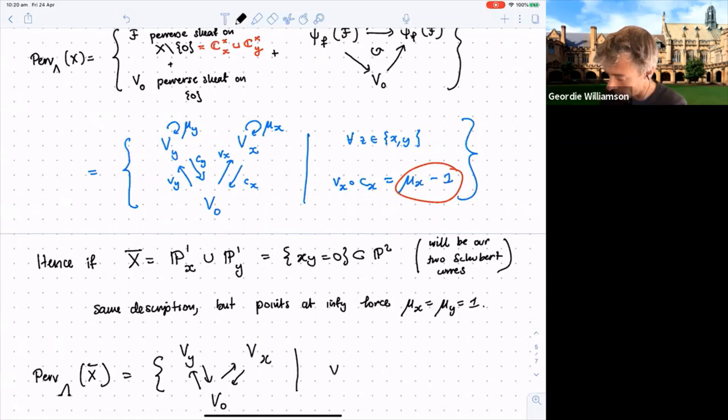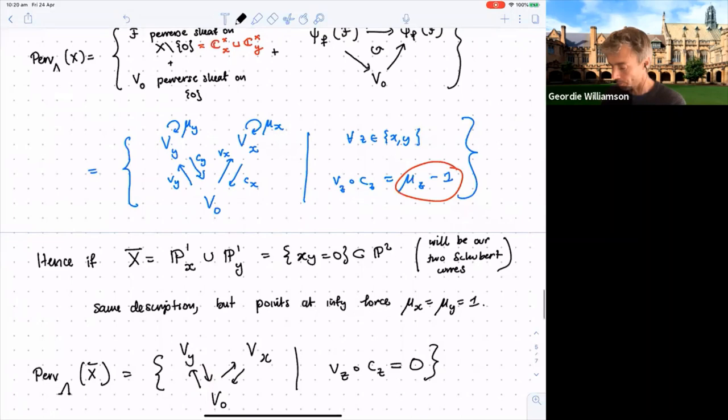Such that V, Z of CZ is 0. Okay, so going here or here is 0. Now I want to leave the following to an exercise or lunch discussion or something. Is that okay up to there?